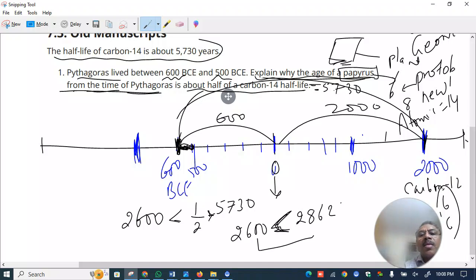So the question was to explain why the age of papyrus from the time of Pythagoras relates to half of carbon 14's half-life. Half of the carbon 14 half-life is this, and the total number of years since Pythagoras lived until now is 2,600, which is almost the same as half of this. See, it's almost the same thing, and that's what the question was.